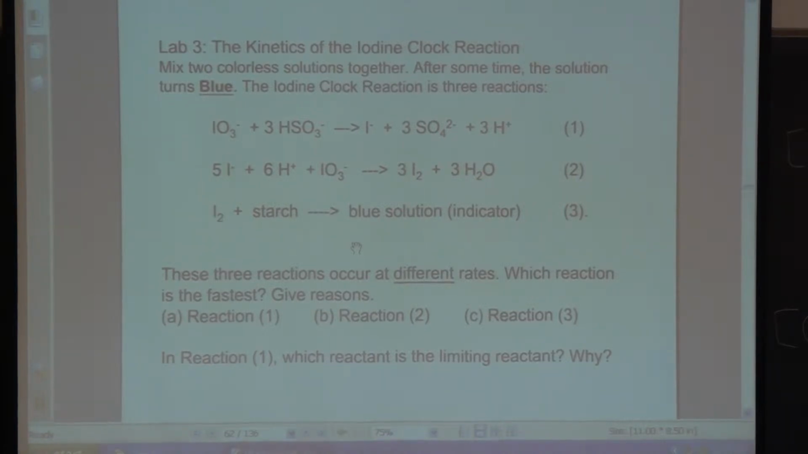So, which reactant must be the limiting reactant in the reaction 1? The IO3 minus or the HSO3 minus? HSO3 minus. So who says that the limiting reactant must be IO3 minus?